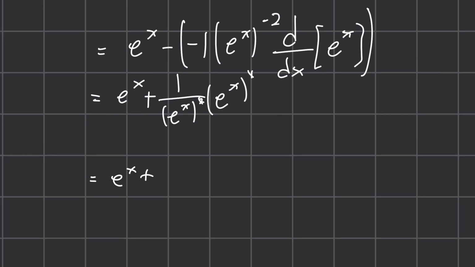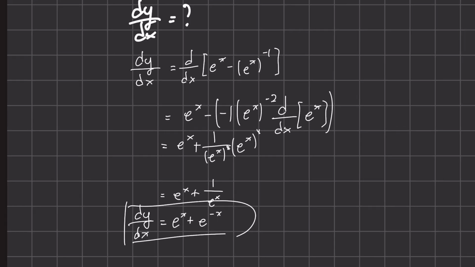And we get e to the x plus 1 over e to the x. That is also the same thing as e to the x plus e to the negative x. And that would be our final solution.